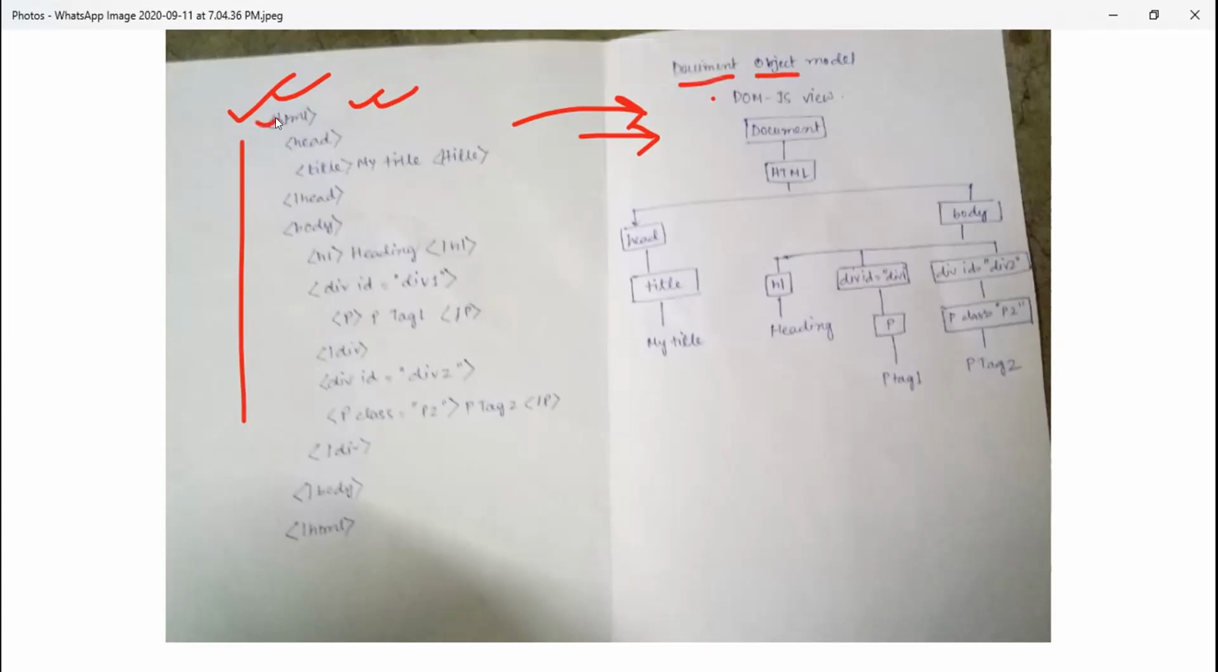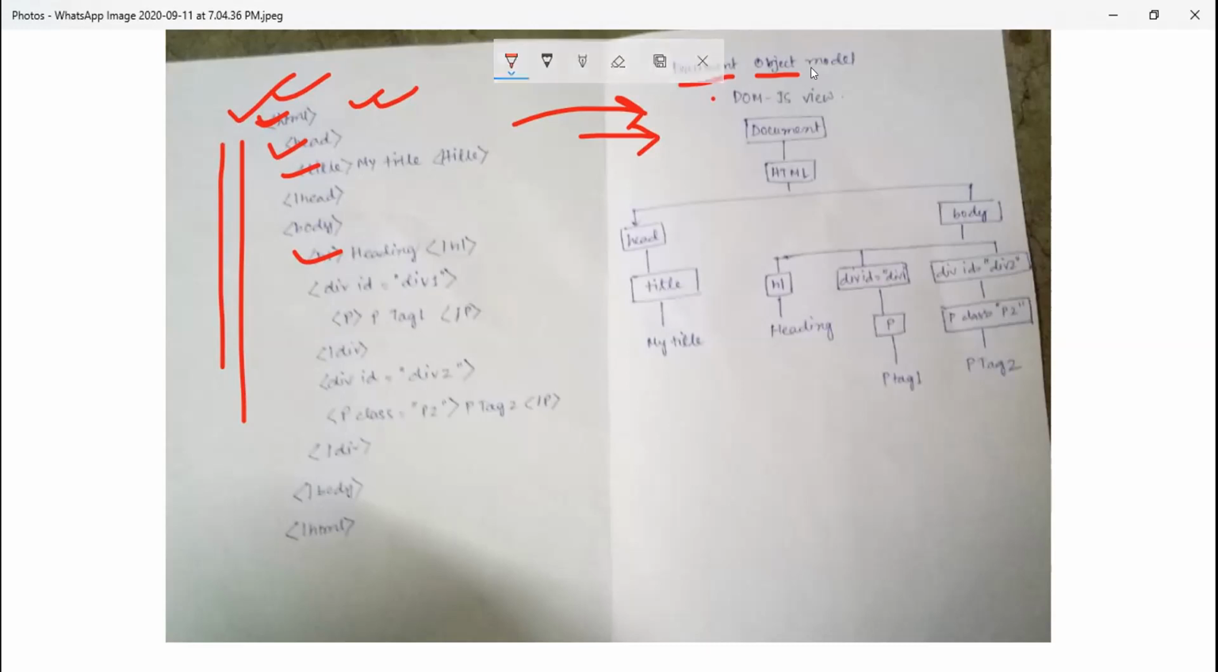See, HTML is a tag, right? Head is also a tag. So each of these tags is represented as an object. Each of these tags, HTML, head, title, then H1, div, paragraph, is represented as an object here. Document is the HTML document. That's why it is called a document. Object is because each and every tag has its own function, so that's why it is called object.